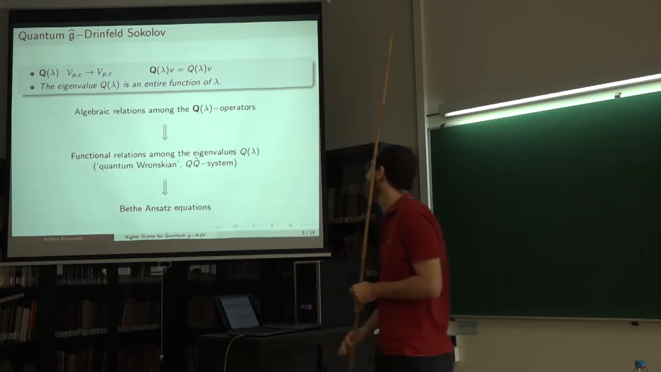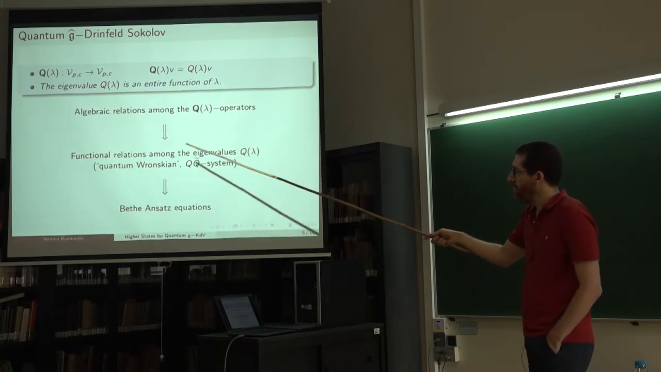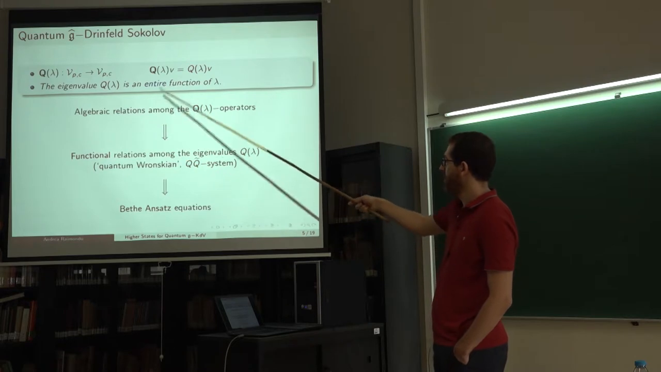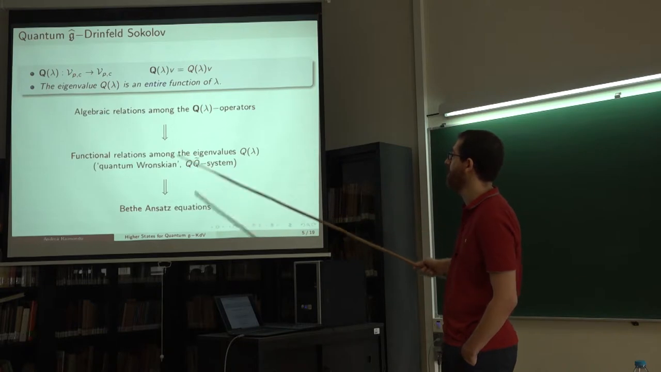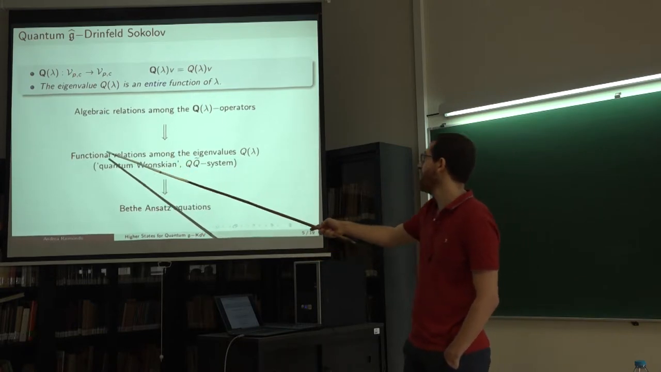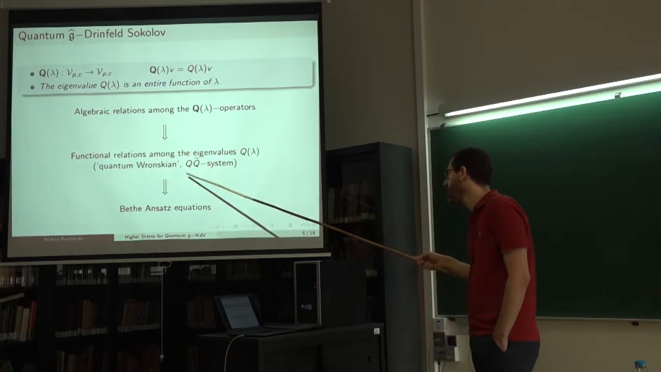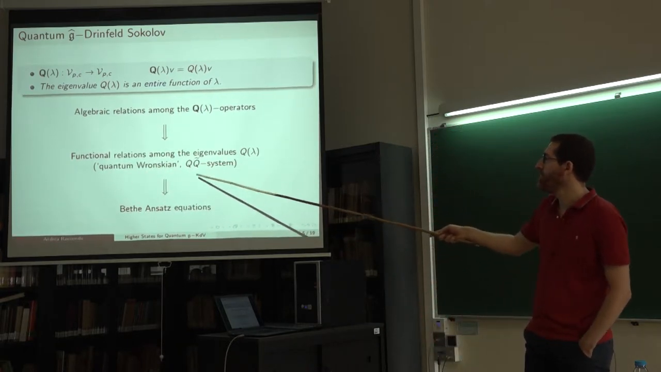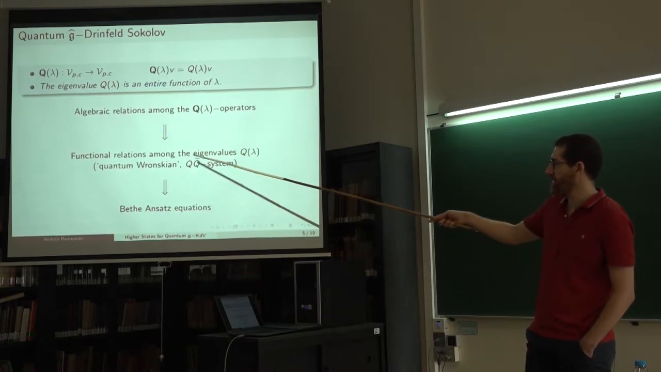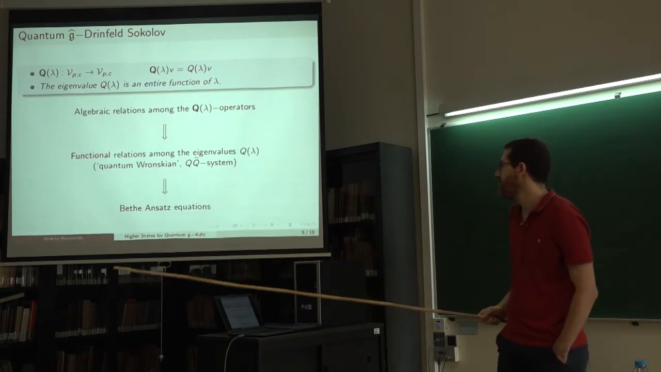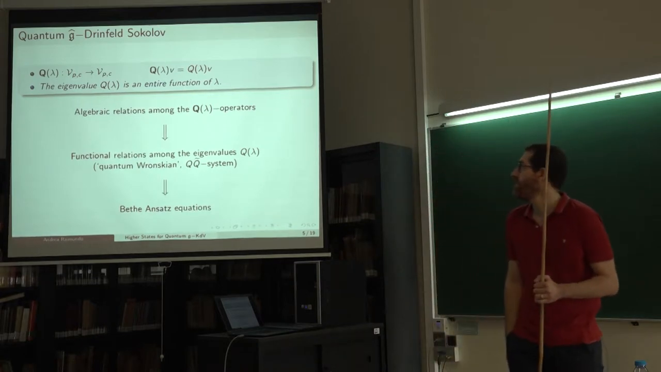And from the algebraic relations among the Q operators, there will be some functional relations which will be satisfied by these eigenvalues for each state of the theory. These functional relations are known in the SL2 case as quantum Wronskian. Later you will see, we will call them QQ system, QQ tilde system. And from these functional relations, you get to the Bethe Ansatz equations. So this is all I had to say about this quantum KdV.